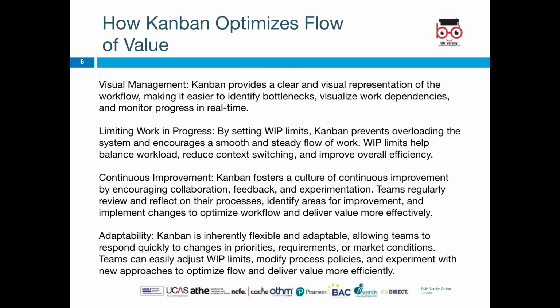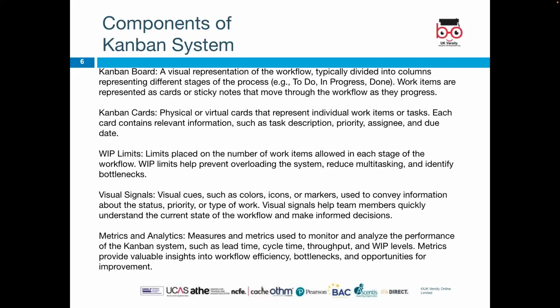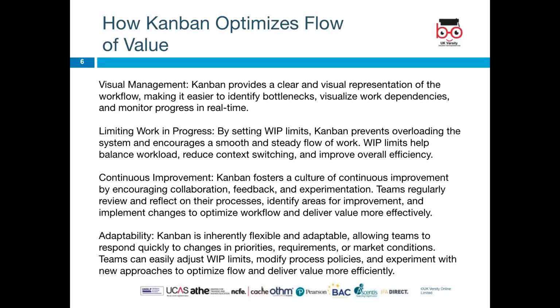So how does Kanban optimize flow of value? The first one is visual management. Kanban provides a clear and visual representation of the workflow, making it easy to identify bottlenecks, visualize work dependency, and monitor progress in real time. Limits work in progress. By setting WIP limits, Kanban prevents overloading systems. We've spoken about it here. And WIP limits help balance workflow, reduce context switching, and improve overall efficiency.